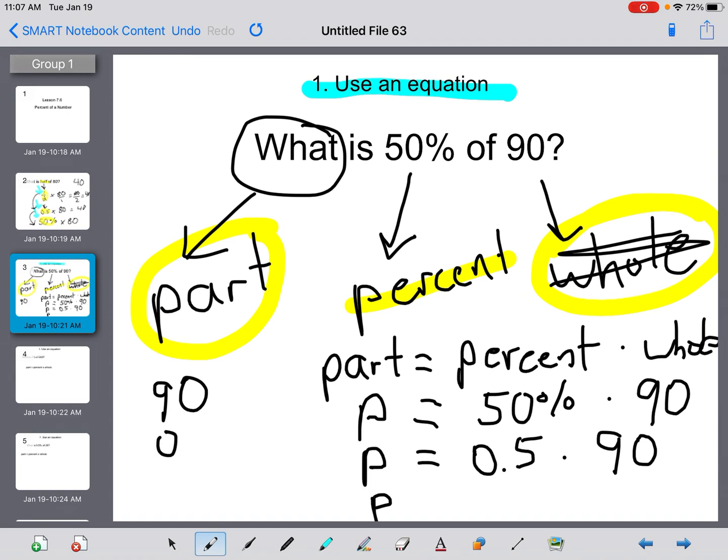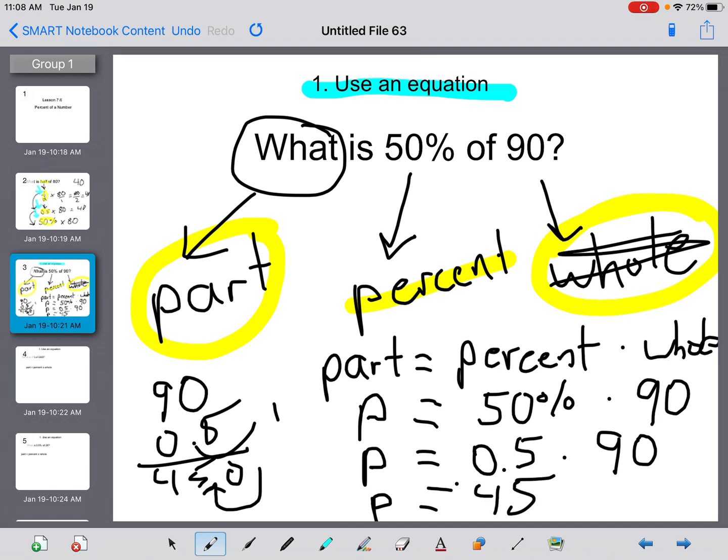You can go over to the side, do 90 times 0.5. Bump your decimal out of the way once. 5 times 0 is 0. 5 times 9 is 45. I don't need to bother with the last 0 because 0 times 0 is 0, 0 times 9 is 0. But then I bump the decimal back in, and I get that my part equals 45.